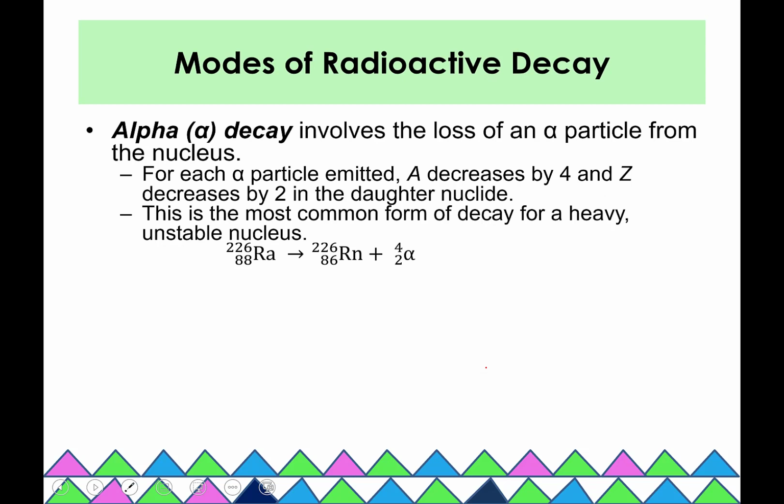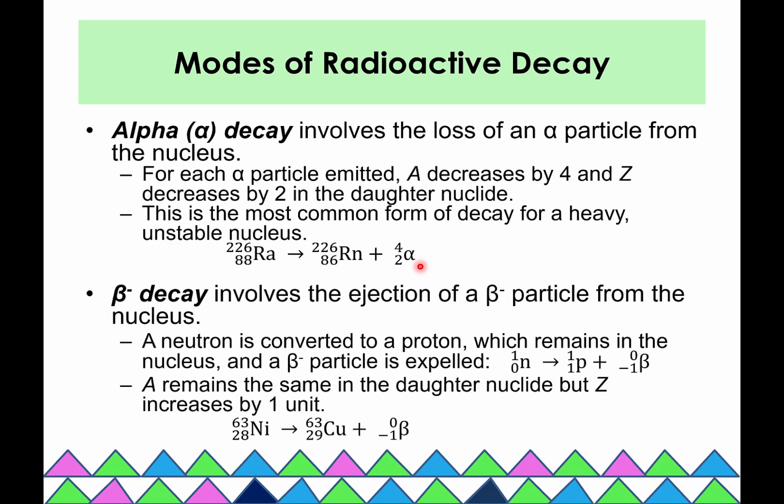In the last lecture, I already mentioned the different types of radioactive decay, but let's just review them very quickly. There's the alpha decay. So radium can decay to form radon, emitting an alpha particle. Beta decay involves the ejection of a beta particle, which is essentially an electron, from the nucleus.